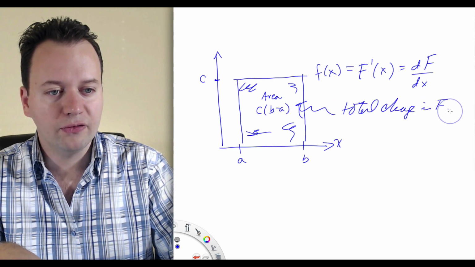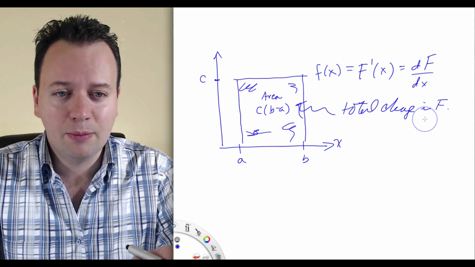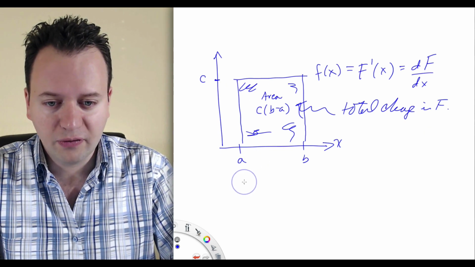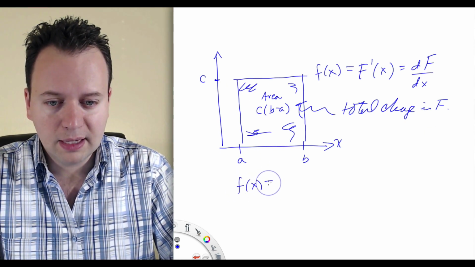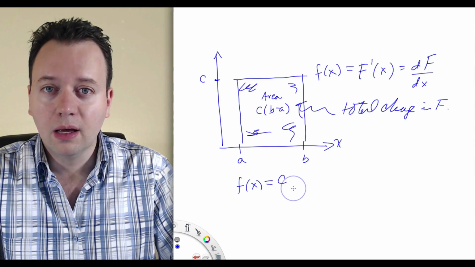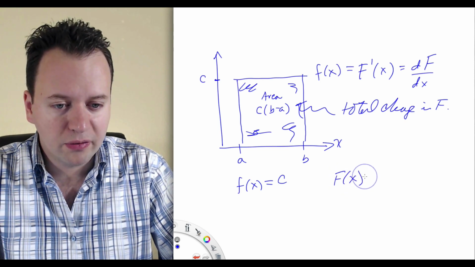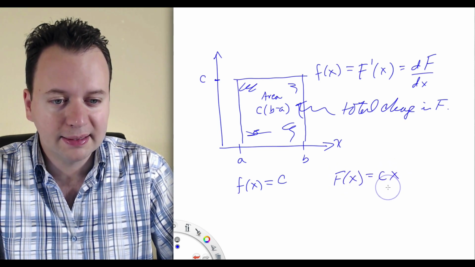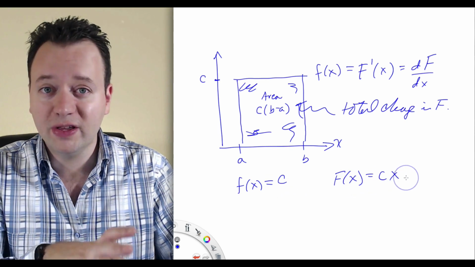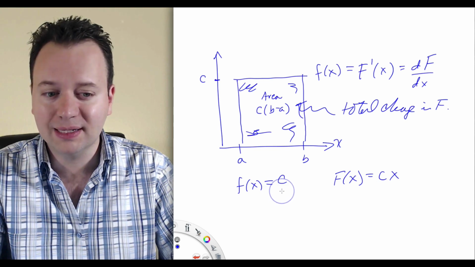in capital F. And we can even do better than that in this example, because we can integrate a constant. So if little f of x is equal to c, let's come up with an antiderivative. Well, I know one antiderivative. How about c times x? The derivative of c times x is just c. So therefore, c times x is an antiderivative for f of x equals c.